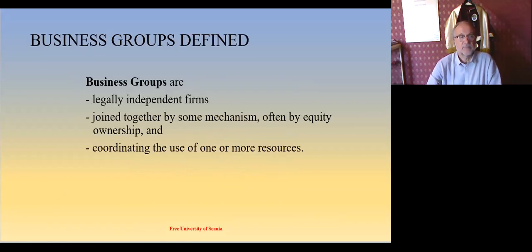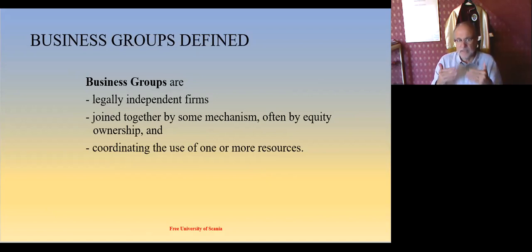So if we define business groups, they consist of legally independent firms. It's not a concern where they are really dependent. They are legally independent firms that are acting on their own. Probably many of them are listed on the stock exchange and have other owners. But they are joined together by some mechanism, or several mechanisms. Very often it's equity ownership, so they have shares in each other.